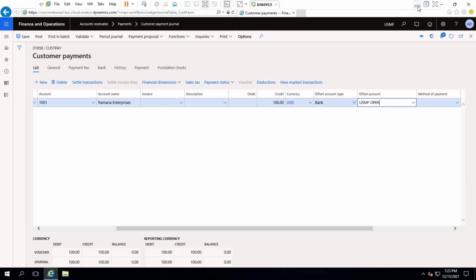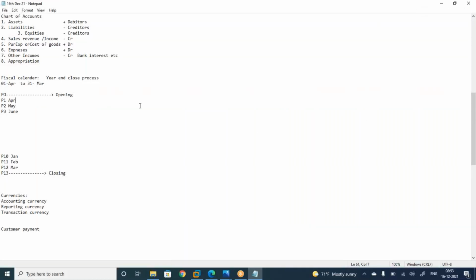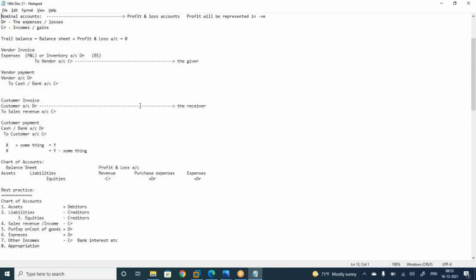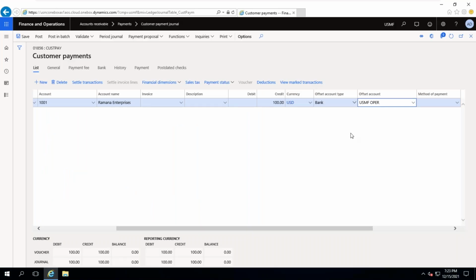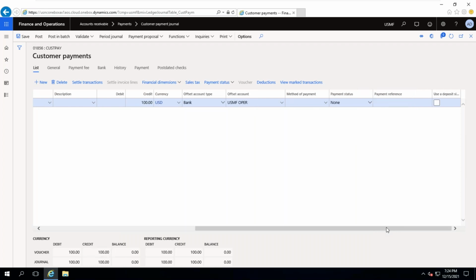So in our learning also it is the same thing. Cash or bank account debit and customer credit. The same thing. The bank account is debited and the customer account is credited. So it was tallied. Now if you are receiving money from the customer through a check, that check number you can enter here, in the reference number.